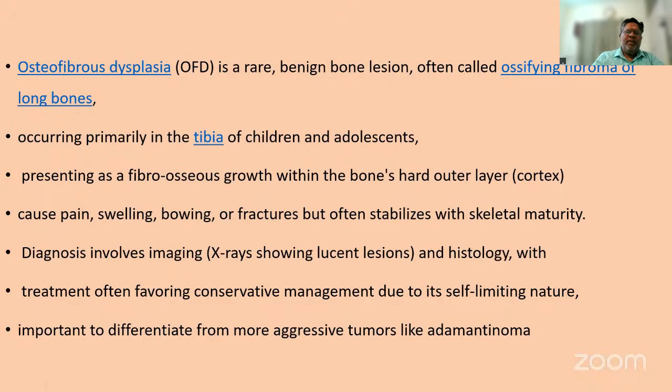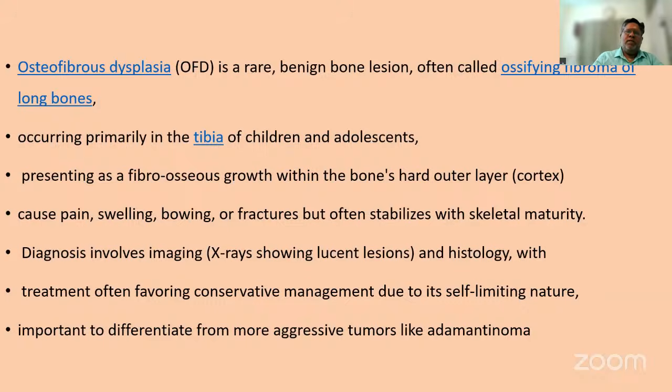So this particular case can be a case of osteofibrous dysplasia. It is a benign bone lesion, often causing ossifying fibrosis of the long bones. It is primarily present in the tibia, and it is usually present within the bone's hard outer layer, the cortex. It causes pain, swelling, bowing, or fractures, but often stabilizes with skeletal maturity. Diagnosis involves X-ray, which shows lucent lesions, and treatment is usually conservative as it is self-limiting in nature.